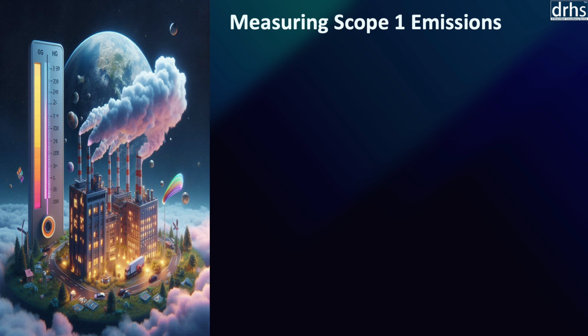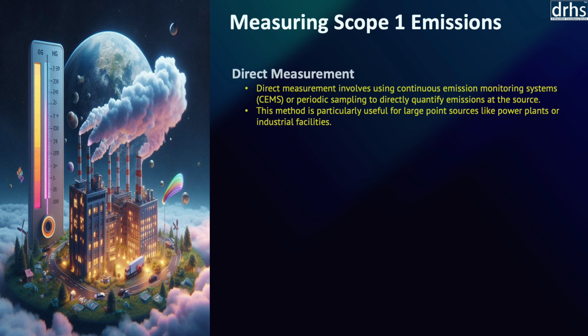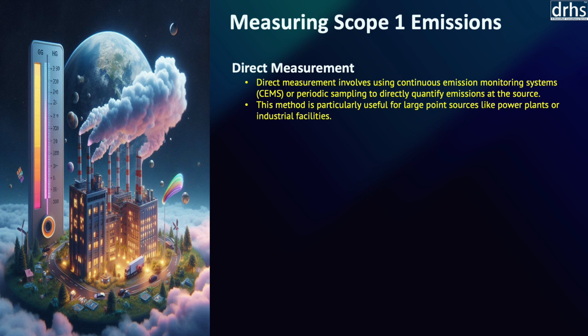There are several approaches to measuring scope 1 emission, each with its own advantage and application. The three primary methods are: first is the direct measurement. Direct measurement involves the use of sensor and monitoring equipment to directly measure the emission from source. This method provides the most accurate data and is commonly used in facilities with a continuous emission monitoring system, especially in industries like power generation or large-scale manufacturing. Direct measurements are crucial for capturing real-time emission data and are often required for regulatory compliance and reporting purpose.